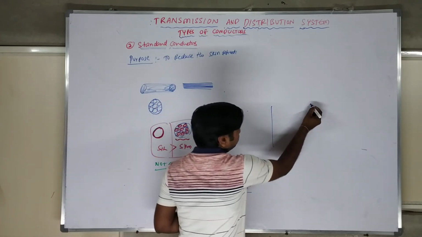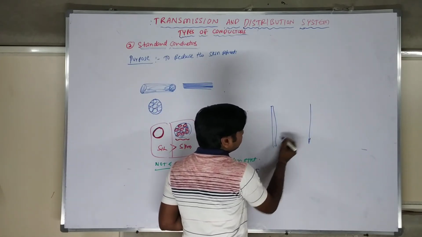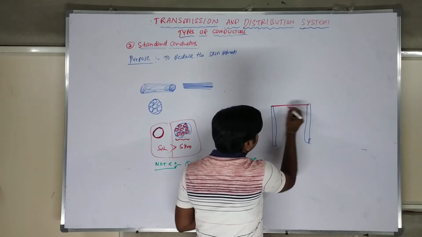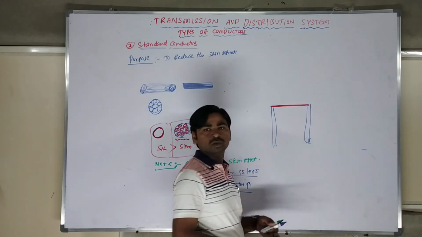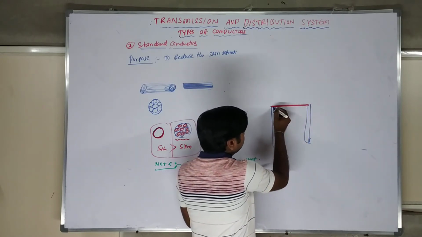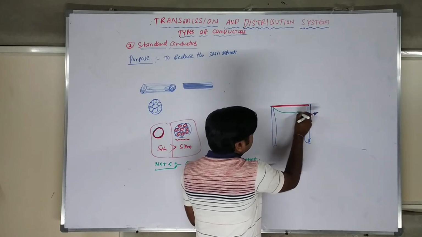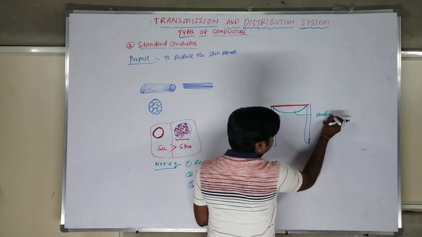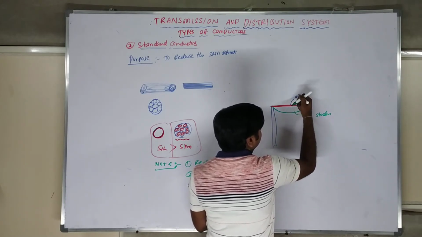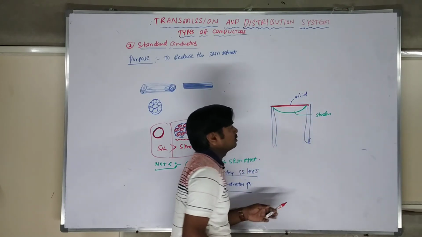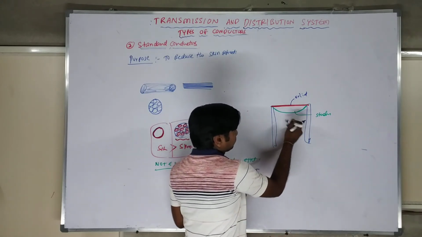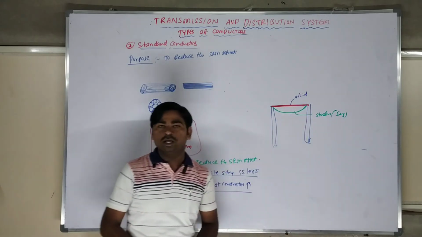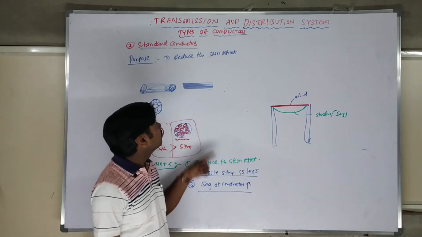Let us take line supports like this. The solid conductor would be straight. There is no sag. If you use a stranded conductor, it goes like this. This is the stranded conductor, and this is the solid conductor. This is nothing but a sag. Sag for stranded conductors, solid conductors no sag. That is the drawback of this stranded conductor.